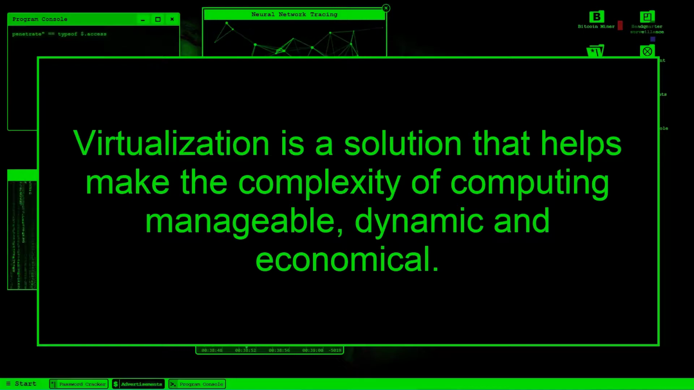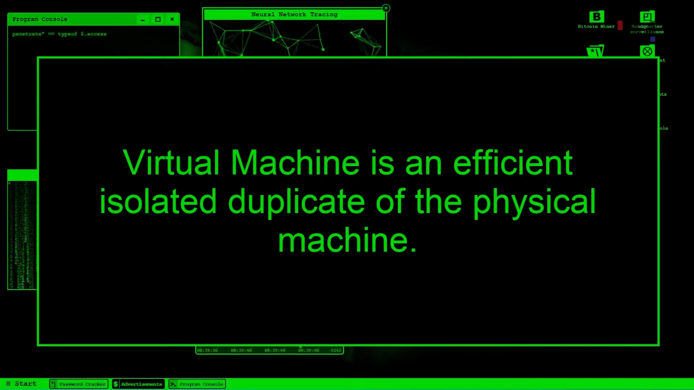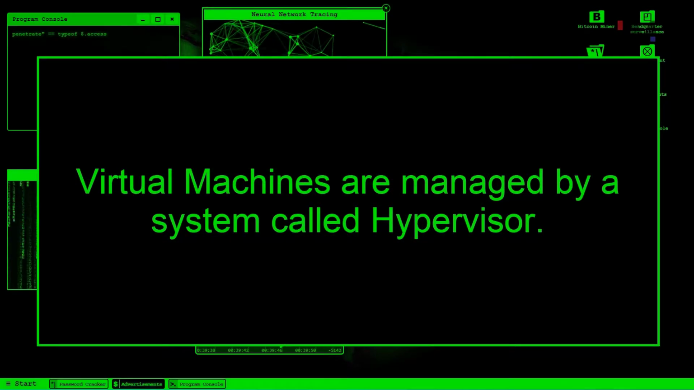Virtualization is a solution that helps make the complexity of computing manageable, dynamic and economical. A virtual machine is an efficient isolated duplicate of a physical machine. Virtual machines are managed by systems called hypervisors. This sounds like preparing for an exam. No, this is not the way. So let us directly switch to the slides.